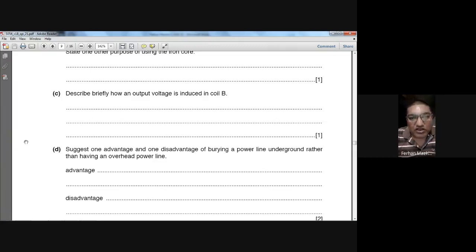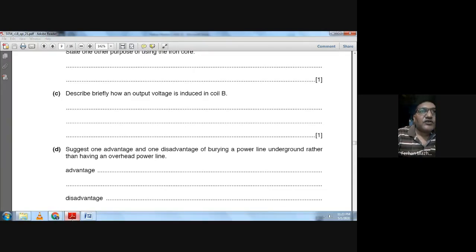And by the iron core, that magnetic flux is passing through coil B. So that changing magnetic flux is passing through coil B. Due to that changing magnetic flux passing through coil B, an EMF is induced in coil B. I have written this answer also.